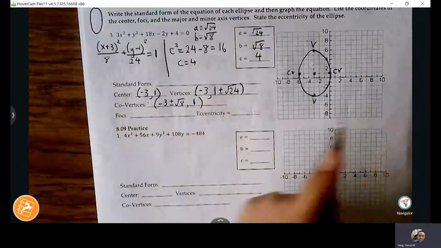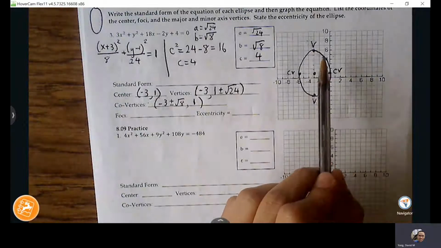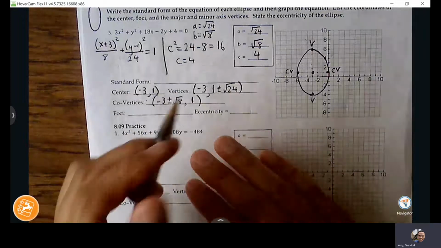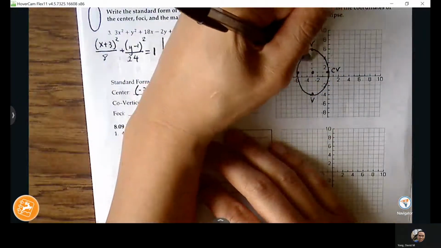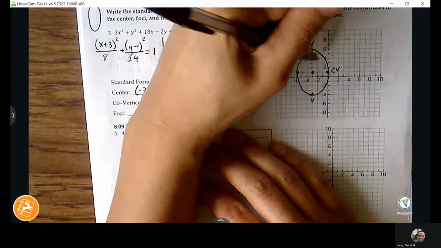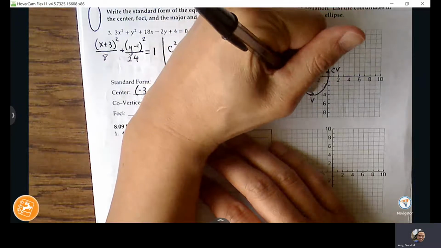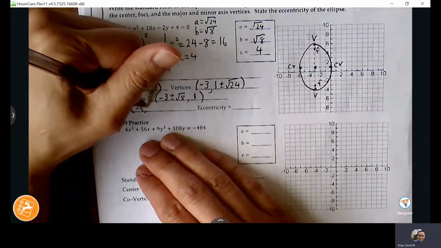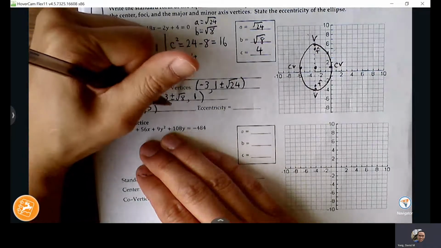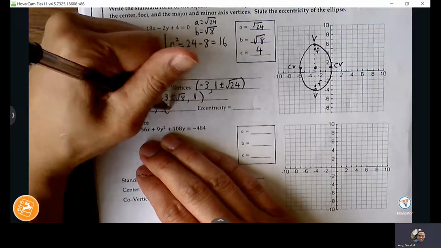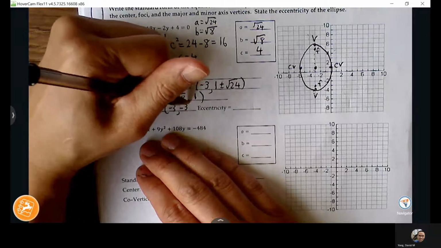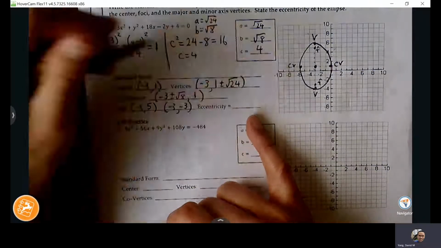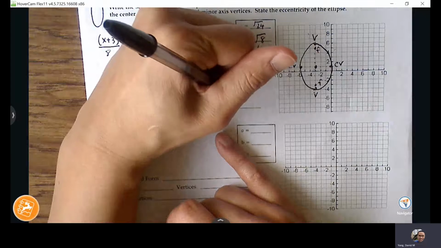So this feels a little bit strange, right? It's the focus that's going to be nice whole numbers, and it's going to be the vertices and co-vertices that are not going to be nice whole numbers here. Okay, eccentricity, same as before, C over A.